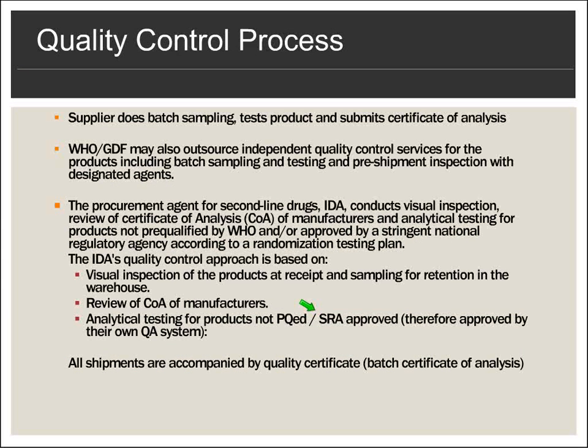And then again, regarding quality control, what is happening is that for all manufacturers included in the GDF list, when IDA, the International Dispensary Association, supplies medications to your country, they do several tests and visual inspections. They do tests before they can send you drugs. And also, of course, they collect all certificates of analysis for each batch of drugs.